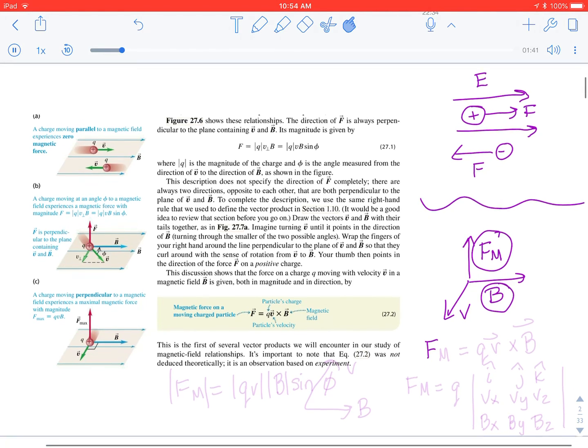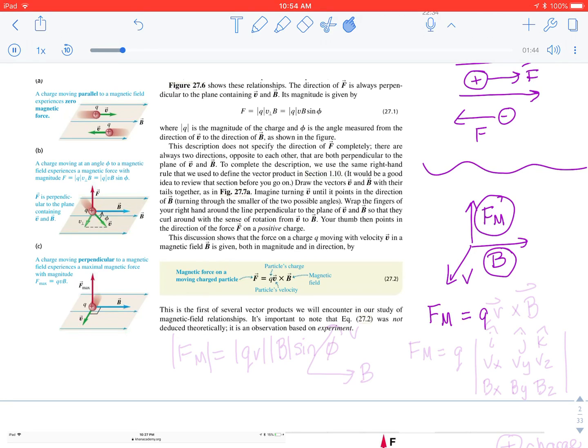So magnetic force is, by definition, qV cross B. When you take a look at this, we talked about how to do cross products in the fall. So if you need to, you might want to review your notes on that. But if you remember, when we do a cross product, we have a determinant: i hat, j hat, k hat, and then we do the components. So the x, y, and z components of V, and the x, y, and z components of B.